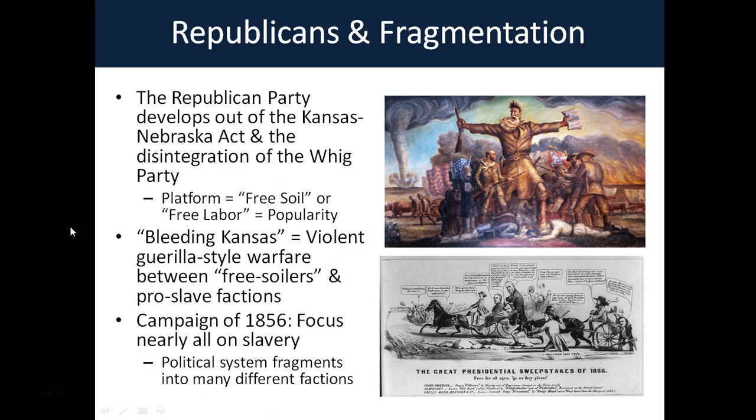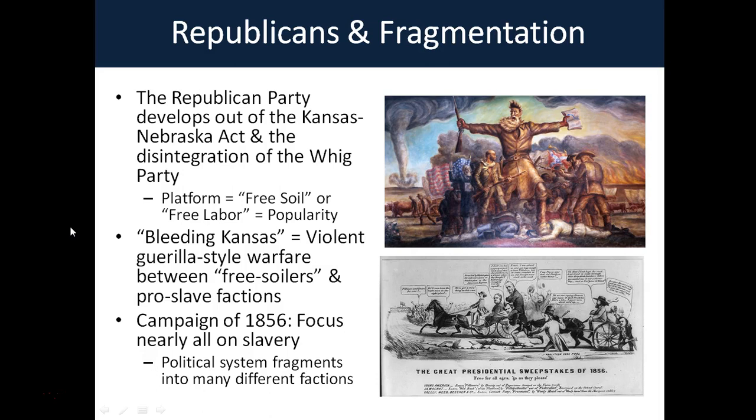And they run on the platform, depending on where they're at, of either free soil, so anti-slavery or abolitionist, or free labor. And the free labor part was huge, because that meant a lot of popularity with those that worked in the northern cities, because the North was very urban in a lot of areas, and they wanted free labor. They wanted the ability to work. And that gained a lot of popularity in the northern cities. Now, that's in terms of the Republicans.